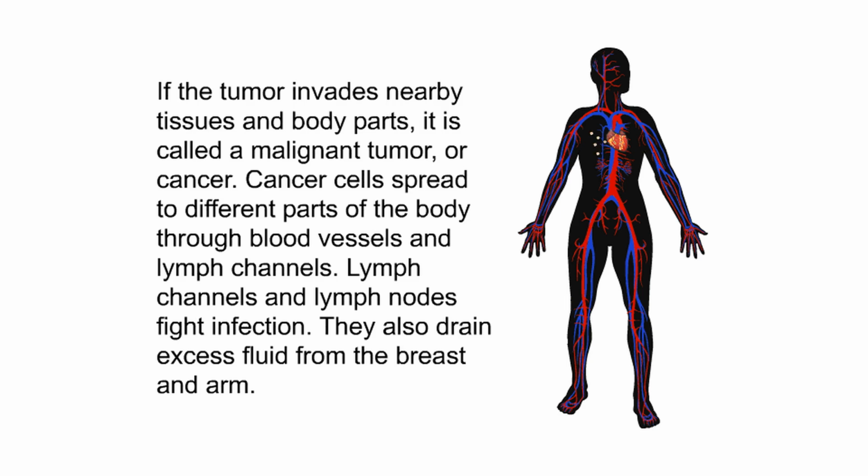If the tumor invades nearby tissues and body parts, it is called a malignant tumor or cancer. Cancer cells spread to different parts of the body through blood vessels and lymph channels. Lymph channels and lymph nodes fight infection. They also drain excess fluid from the breast and arm.